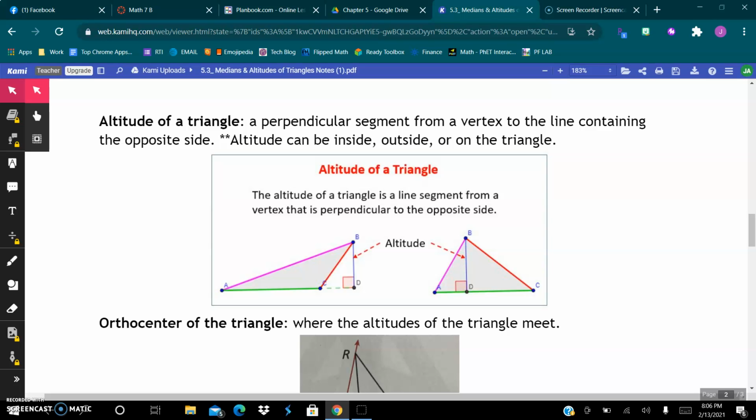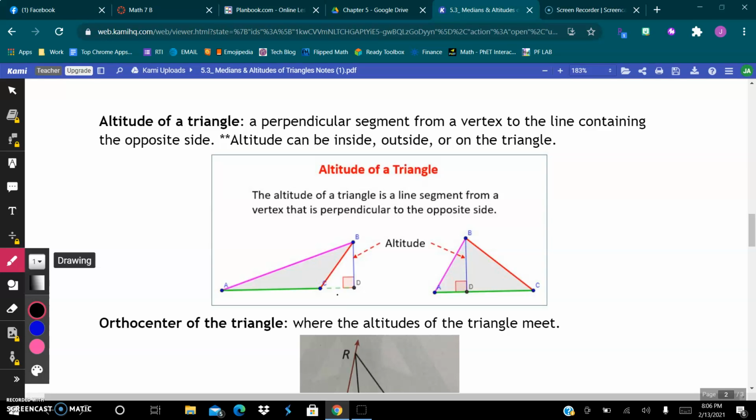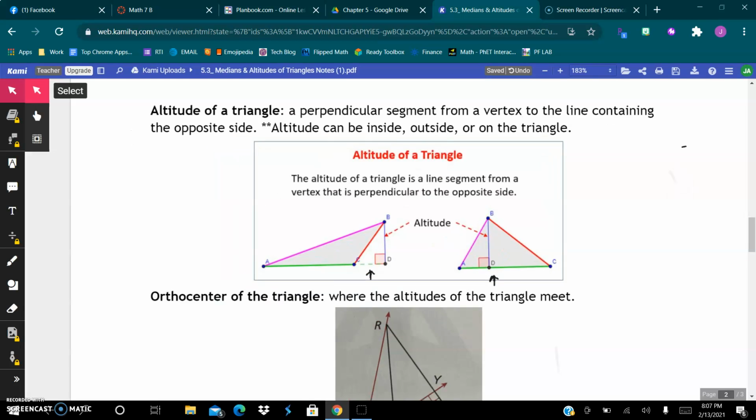And sometimes you have to extend that segment, like this one right here, to meet that perpendicular segment. But over here, as you can see in this triangle, it went straight down to the opposite segment. You didn't have to add anything. So depending on what the triangle looks like, you might have to do that.